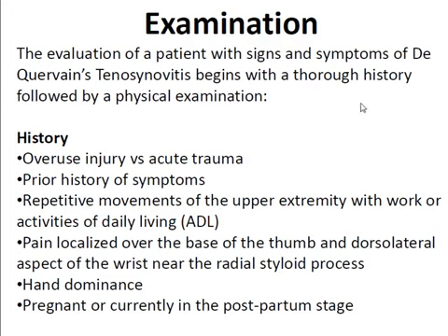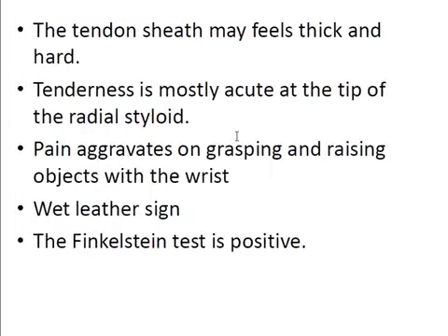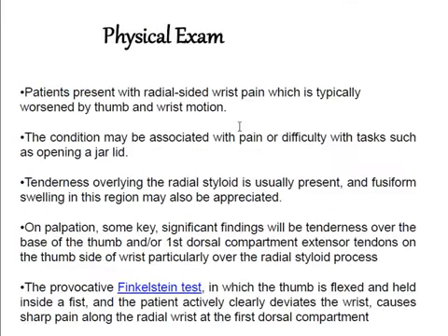Before going further, we have to perform a proper examination. The evaluation of a patient with signs and symptoms will be done. First, we will have to check the history of the patient. There will be overuse prior to the symptoms, then there could be repetitive activities in their daily work. Pain could be localized over the thumb, and most importantly the dominant hand will have the pain. History could also show that the patient, if a female, could be pregnant or in the postpartum stage.